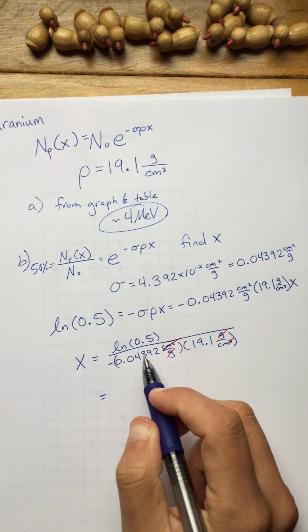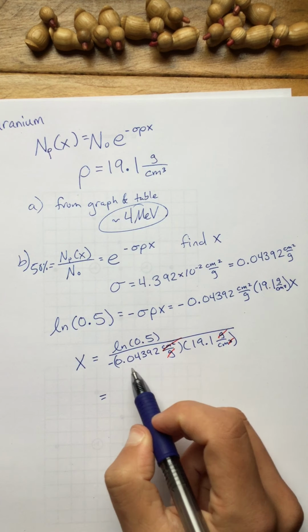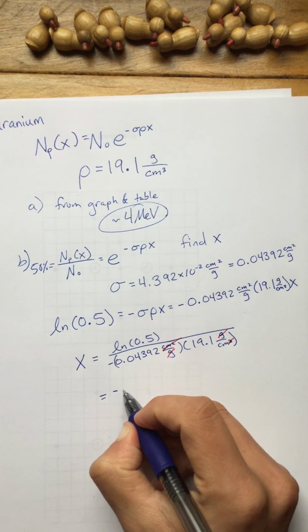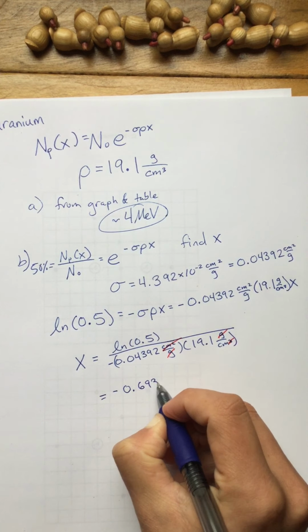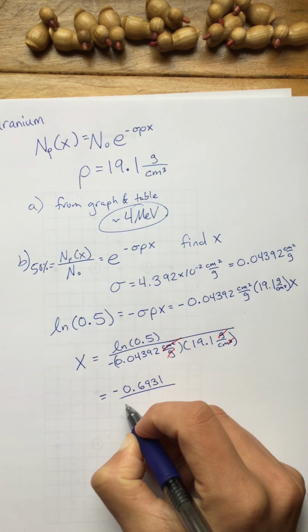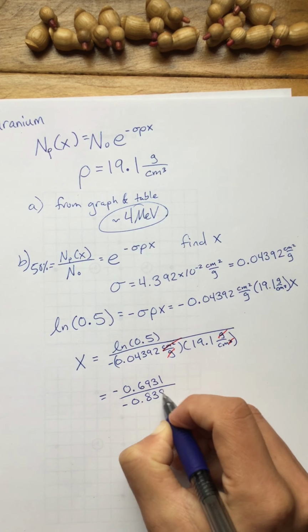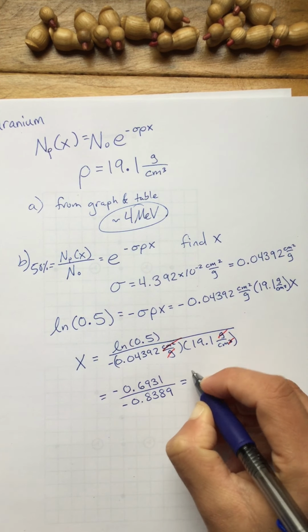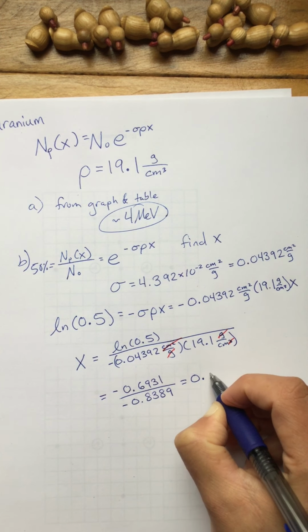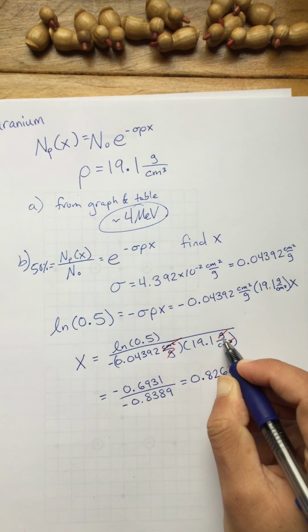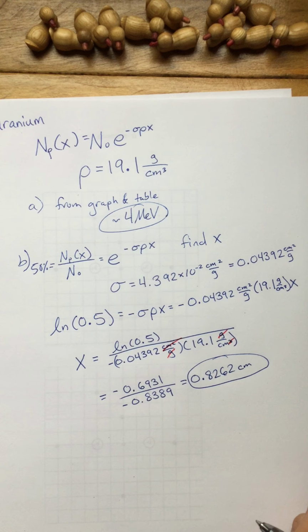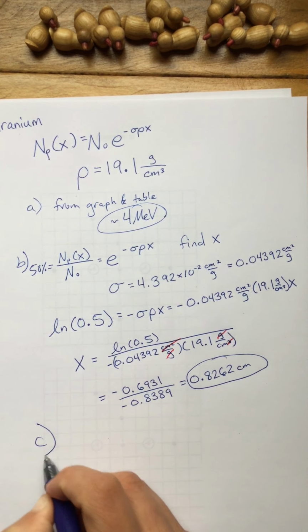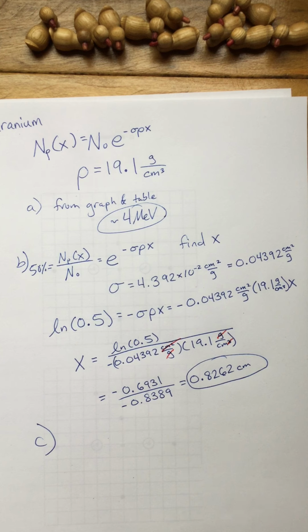Since the natural log of 0.5 is negative, this will give me something positive. The natural log of 0.5 is negative 0.6931. My denominator is negative 0.8389. This gives me 0.8262. The units in the denominator were 1 over centimeters, so this is in centimeters. So that's part B. In part C, we are asked, at the above energy, which is the 4 mega electron volts, what is the dominant photon process?